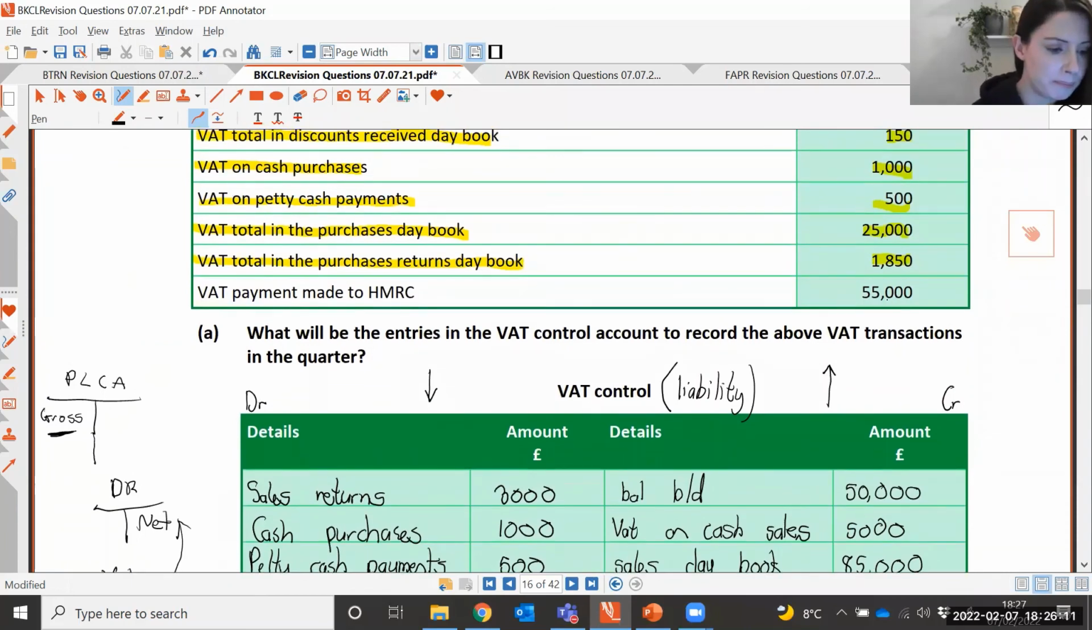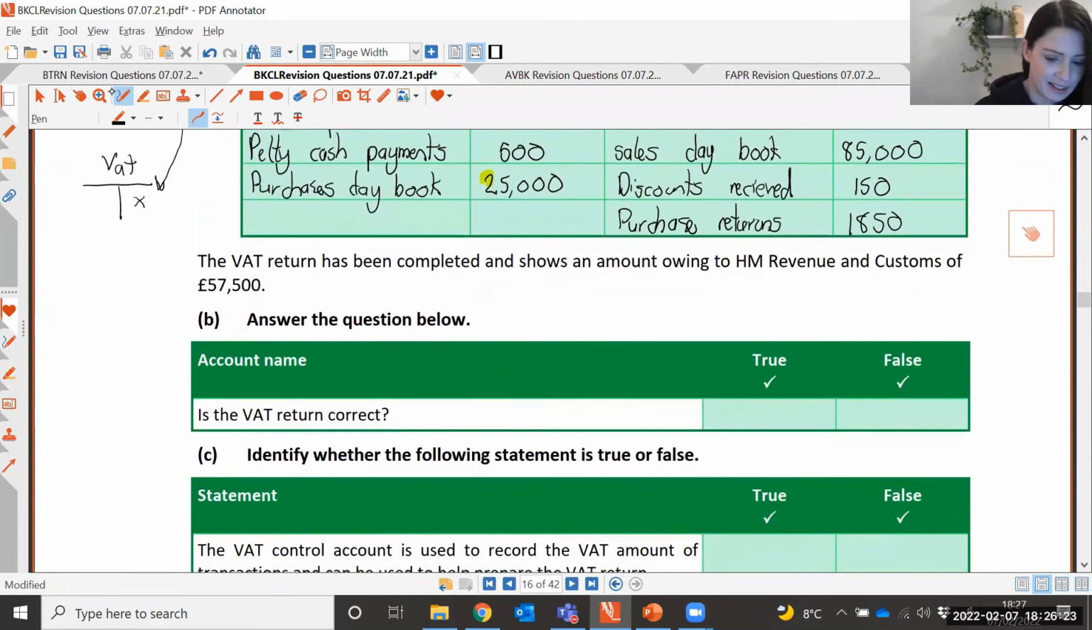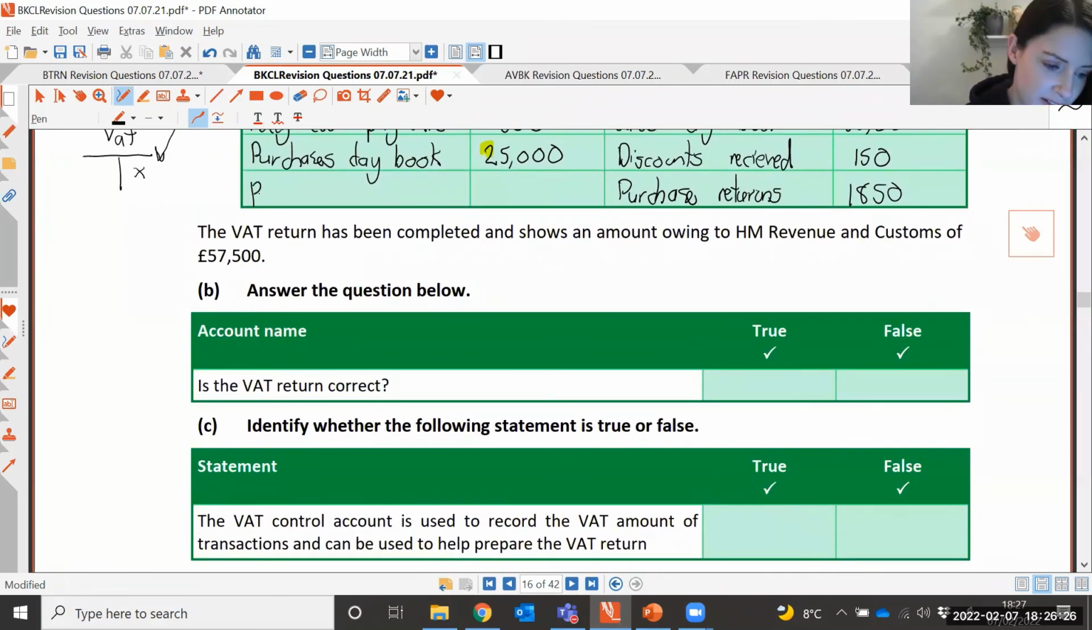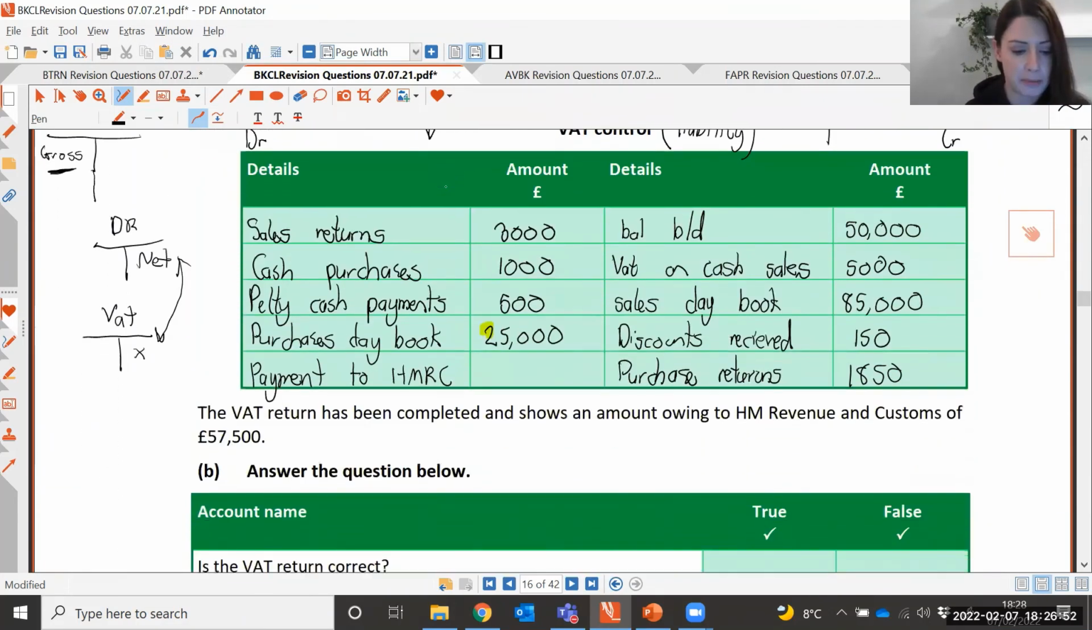And then last one, a VAT payment made to HMRC. Good. Yeah, it would be a debit. Remember when we make a payment, it'll be coming out of the bank account, so it would reduce the asset of cash. So it'd be a credit to the bank, and then it has to be a debit into the VAT account. It'd also be a debit because it would reduce our liability. What was the amount again? 55,000.